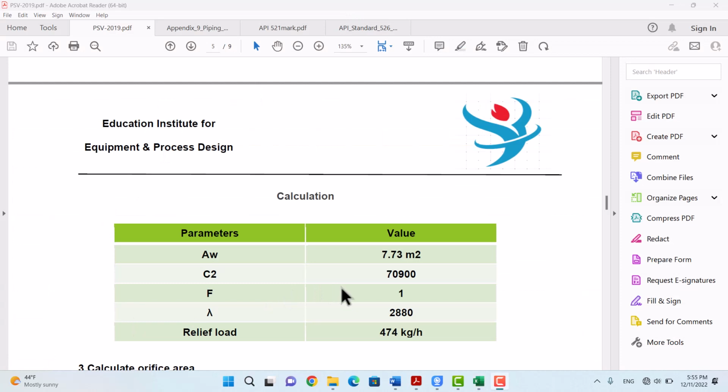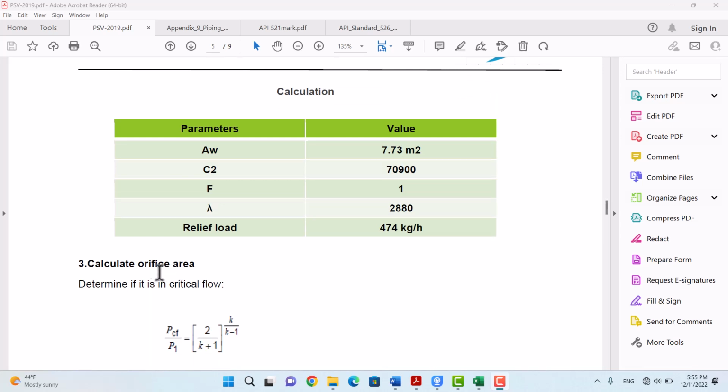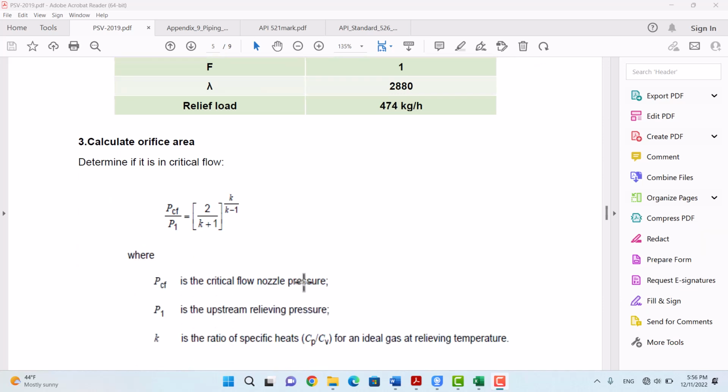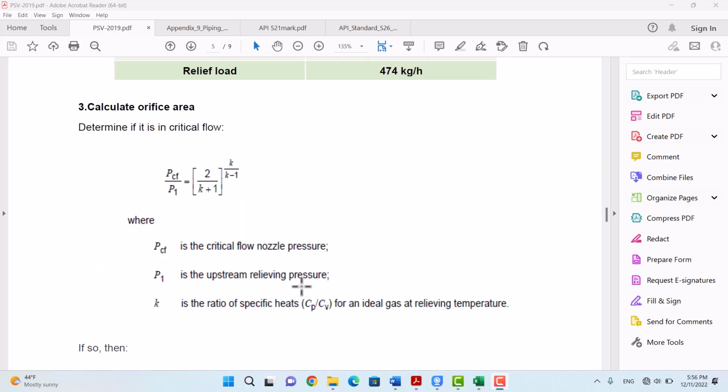Now that we have calculated the relief load based on the equation I inserted in the Excel sheets, the relief load became this value. Now we go to the third step, which is the calculation of orifice area. In API 520, there is a section about the critical flow and subcritical flow. And for each of the critical flow and subcritical flow, an effective orifice area calculation has been developed. And of course, based on these equations, we determine whether our system is in critical flow or subcritical flow.